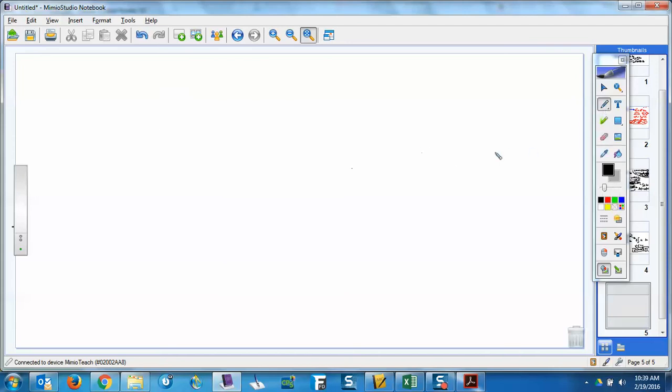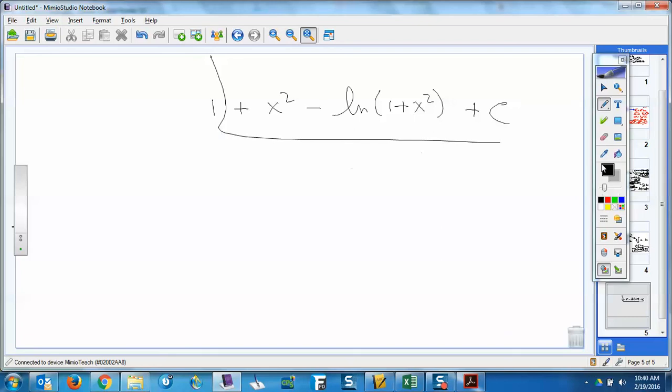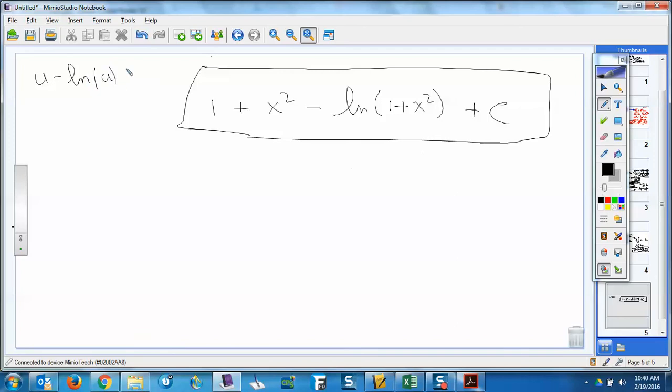Okay. Let's say your final answer came out to be 1 plus. The only reason I wanted to do something different with it here is I wanted to look on the calculator. Let's say it ended up being u minus ln of u, plus c, and your u was 1 plus x squared. So you put your 1 plus x squared back in for the u, and it would end up looking like this. Let's just say that happened, and then you went to the back of the book, or you went to the calculator, and the calculator actually had this.